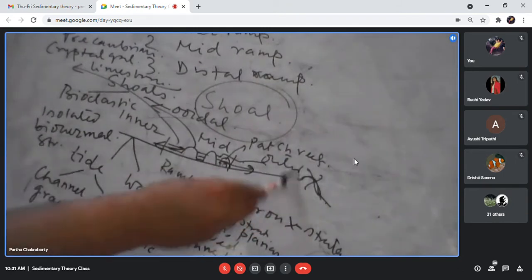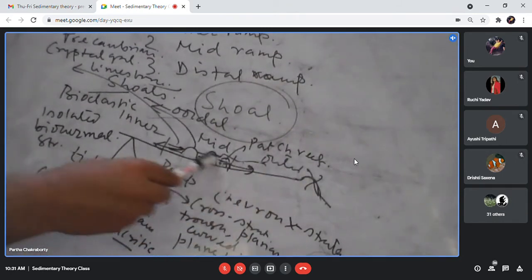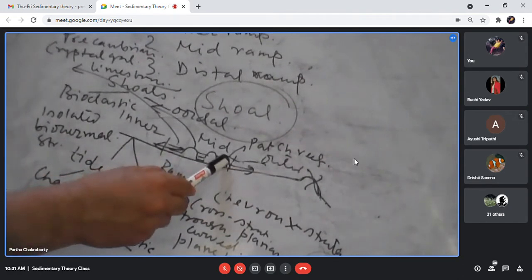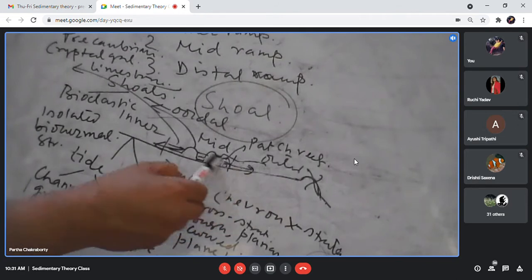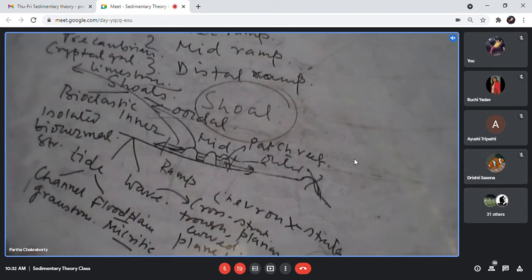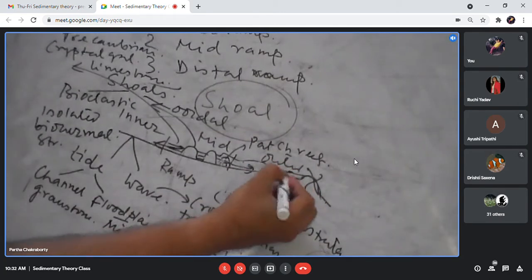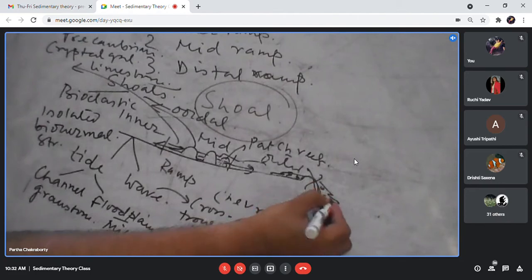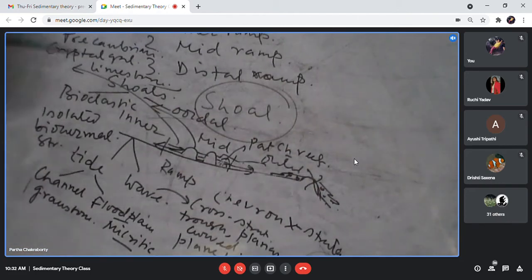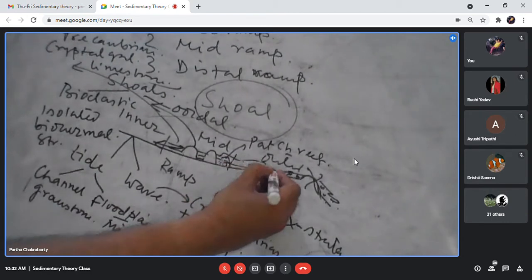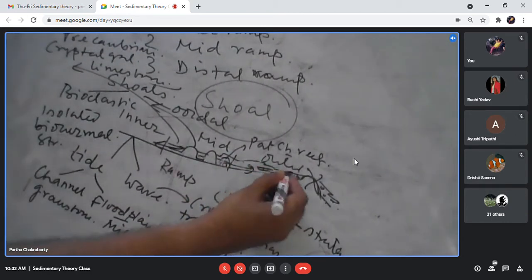Then you get the development of the reef. If the reef is developed, then the entire pattern becomes different because it becomes an energy shadow. And then a very low energy environment basically operates, except for some reef derived talus that may be developed on both sides. Or if the reef is not developed, in that case, you may get some thin bedded carbonate alternating with shale.